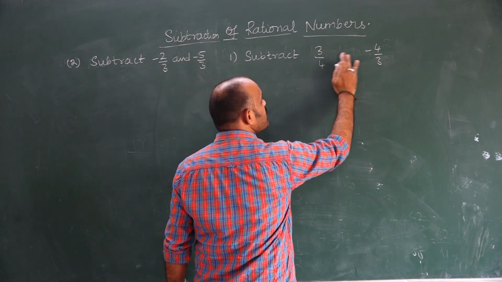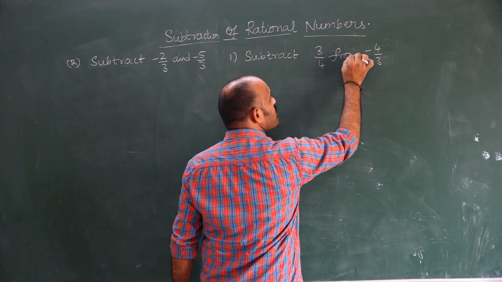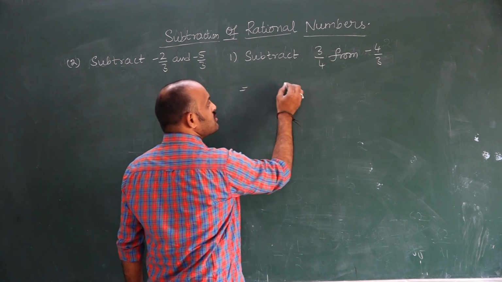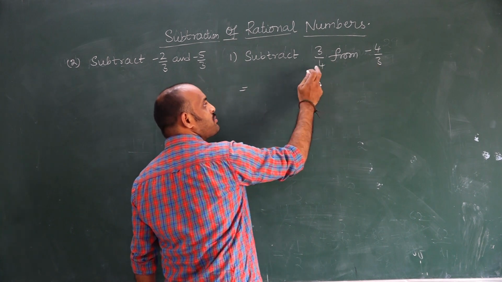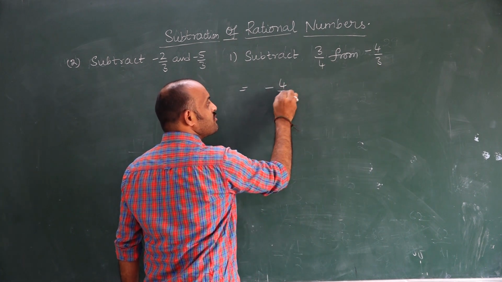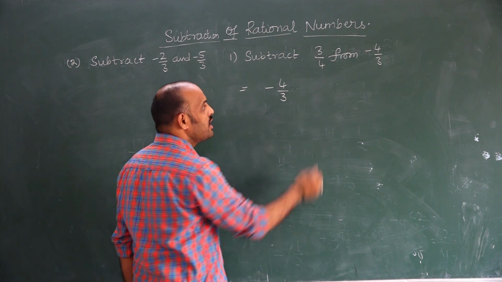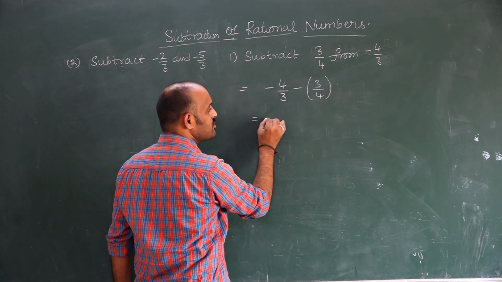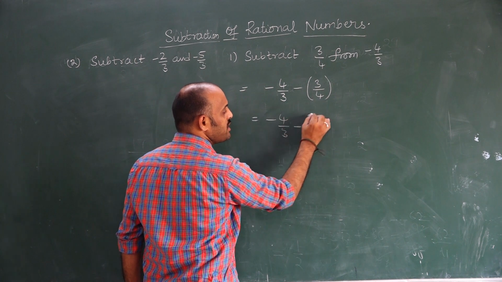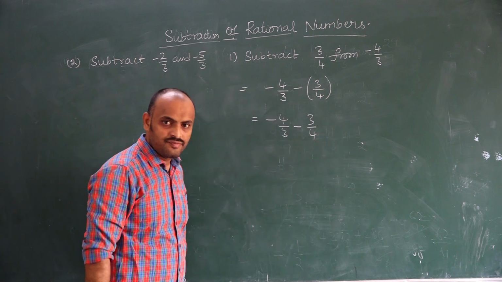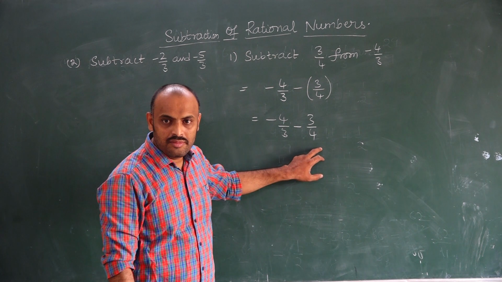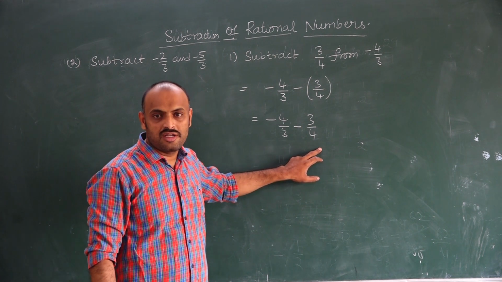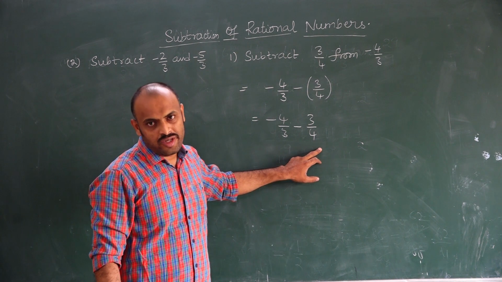Subtract 3 by 4 from minus 4 by 3. So from this, I need to subtract this number. From minus 4 by 3, I need to subtract 3 by 4. So minus 4 by 3 minus 3 by 4. Are the denominators same? No, the denominators are different. When the denominators are different, what we need to do?